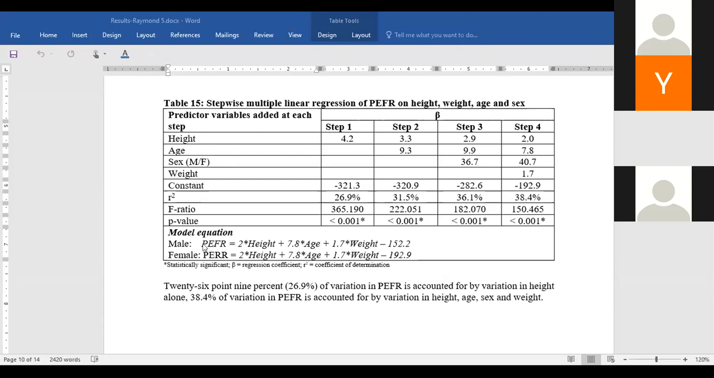So those are the ones we now put in the model equation. Since sex is categorical, we now have the equation for male and female. And you see height, age, weight for male and female. This is the equation. But when we run it, whatever coefficient, the beta, we get, we now feed it into the equation.